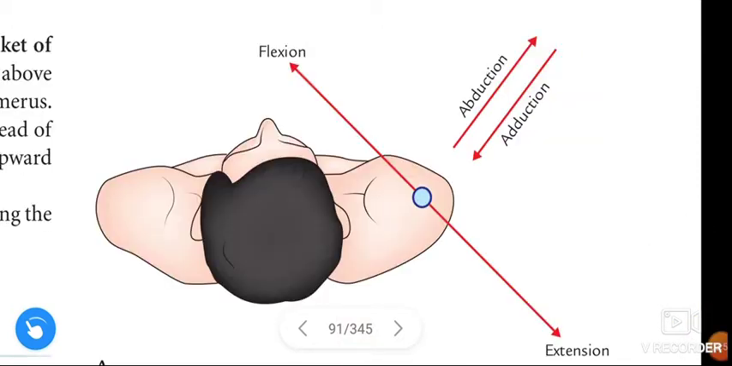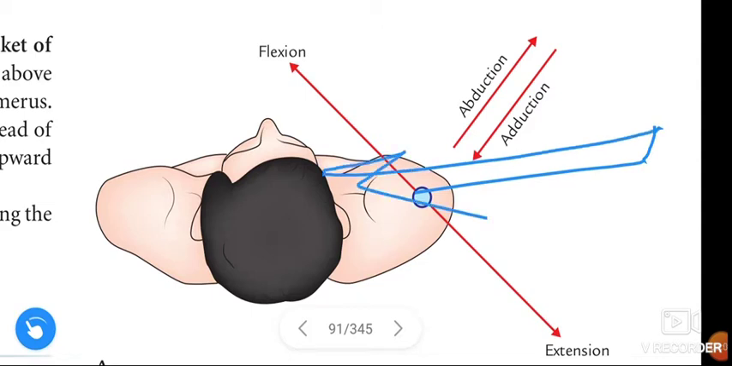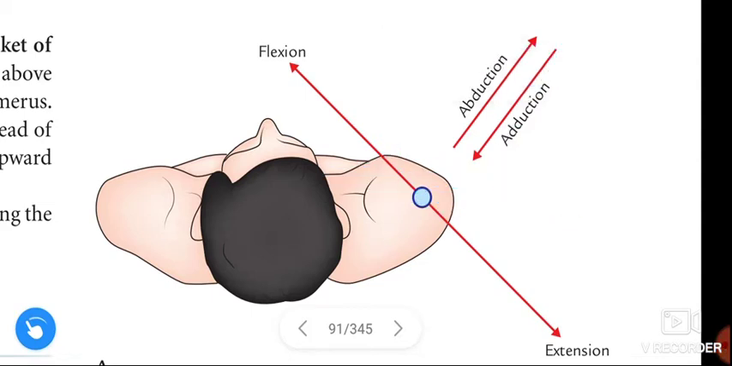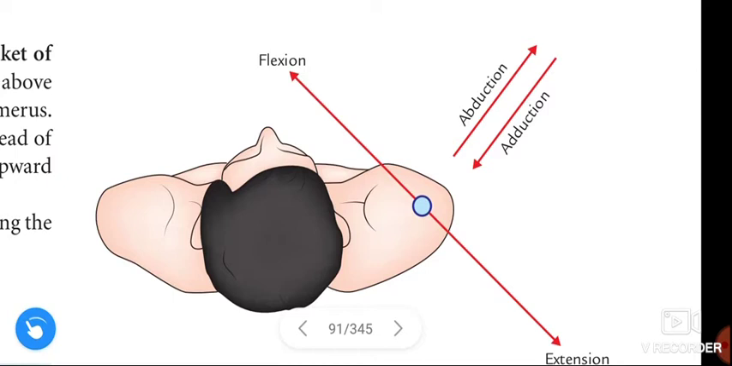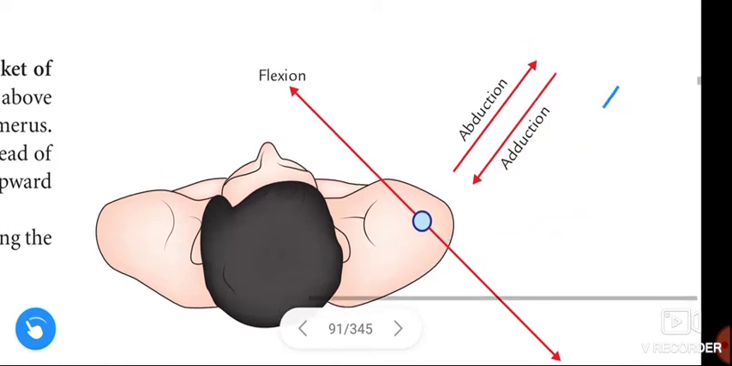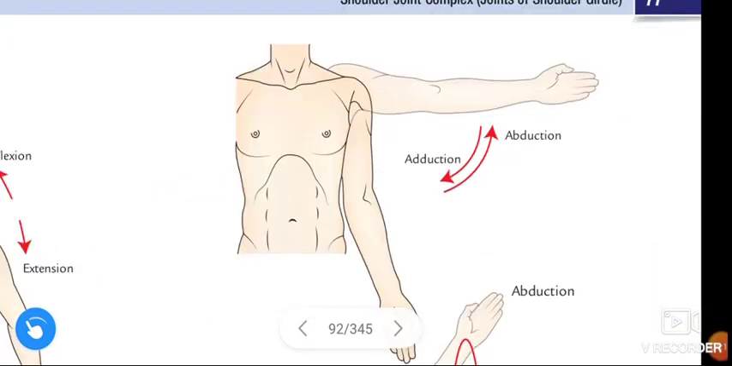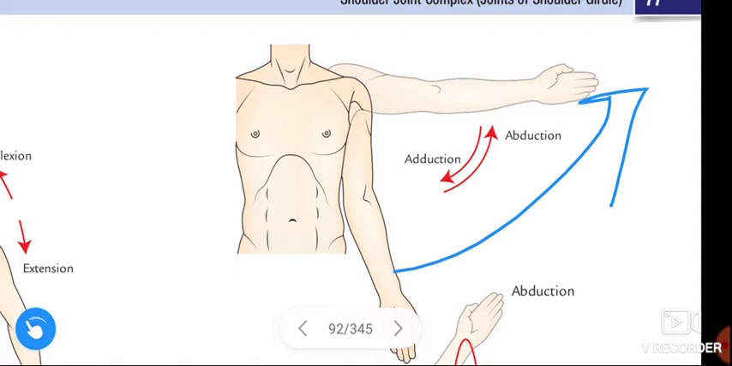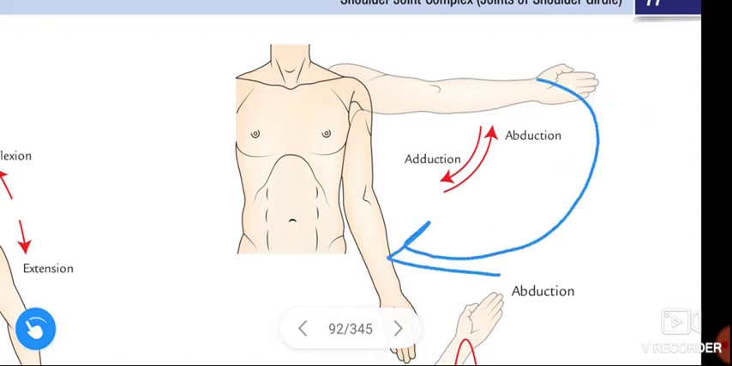See once again, when the movement of your hand is in this direction, going down, that is adduction. This is the adduction position. This movement of the hand is abduction. From here to here, this is adduction. Okay guys, clear?